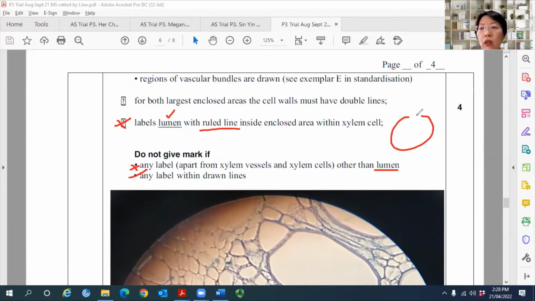That means to say that if you draw this, okay, you draw this, and then you label the lumen here. I don't know how you label the lumen where. Let's say you write your lumen here. I will not give mark because this is your drawing area, you know. This is your drawing area. You must label outside your drawing area. You cannot label inside your drawing area because this part is part of your drawing. So even though this outside xylem vessel, but still inside the drawing area. So you must make sure your label is outside the drawing area to score.